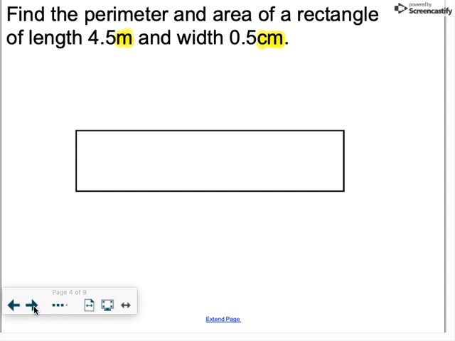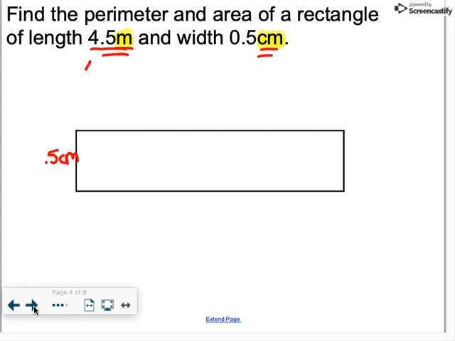So our first problem is find the perimeter and area of this rectangle. It has a length of 4.5 meters and a width of 0.5 centimeters. So if we look here, it says 4.5 meters and 0.5 centimeters. But notice, these have different labels. They're different units of measurement. What we're going to do is change that meters into centimeters. So we're going to rewrite this.